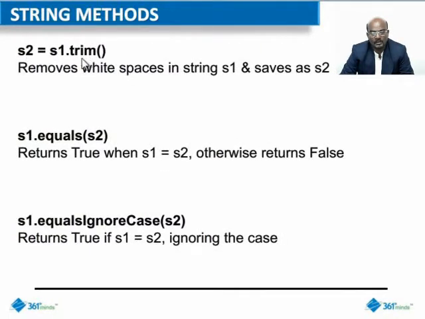s1.trim removes white spaces in string s1 and saves it as s2, and s1.equals(s2) returns true if the s1 string is equal to s2, or it returns false. Once again, in this example, equalsIgnoreCase, the characters in s1 are compared with s2, but in this case the case is ignored. Maybe the first word could be India with a capital I, the second word could be India with a small i, but even then it will show that the string is equal.